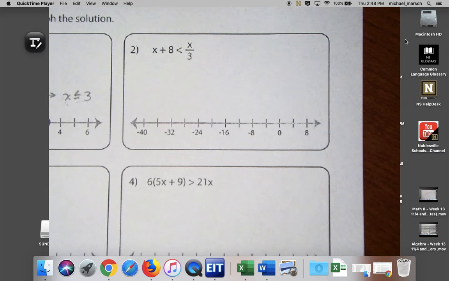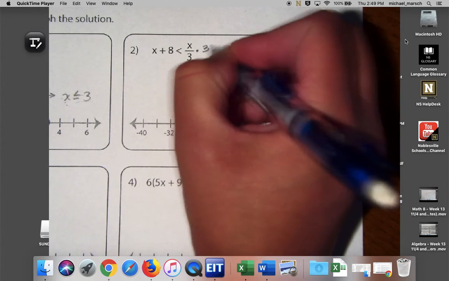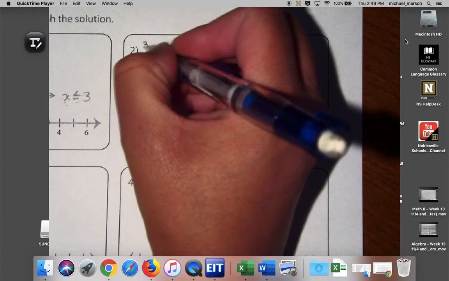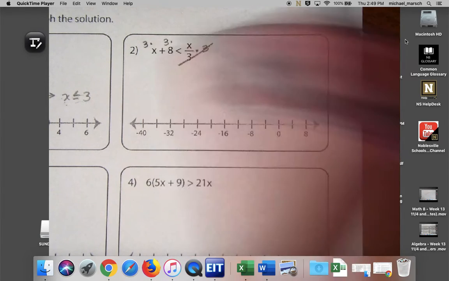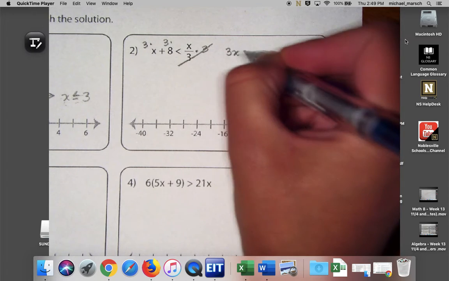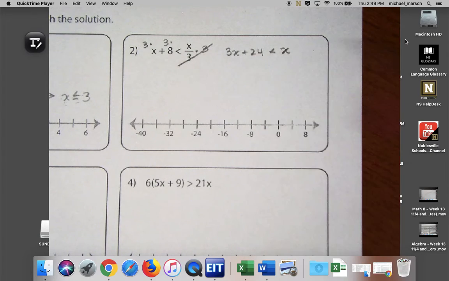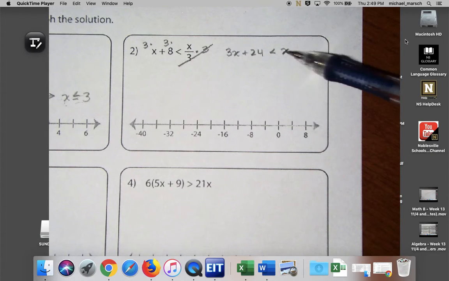Jake? I'm going to multiply everything by 3. So this side gets multiplied by 3. X gets multiplied by 3. 8 gets multiplied by 3. So what I'm left with is 3x plus 24 is less than x. Notice that the x on this side is just a plain old x because that was in my numerator, so that's what's left over.